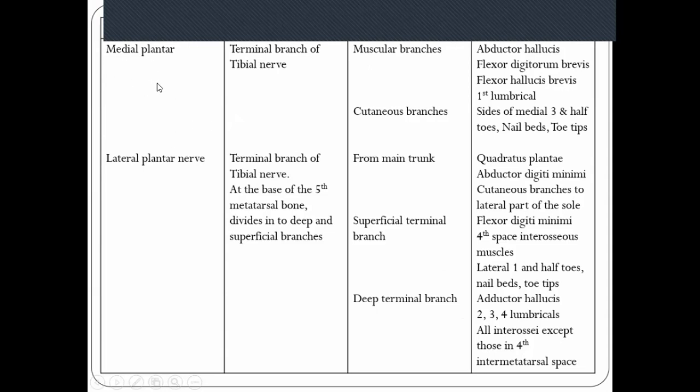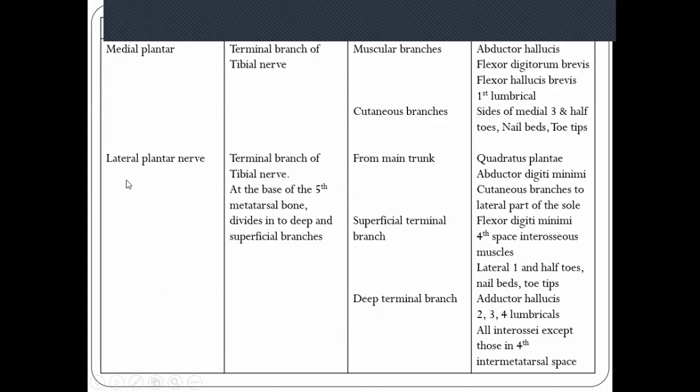And this medial plantar nerve arises beneath the flexor retinaculum of the foot. It usually runs forward to the abductor hallucis with the medial plantar artery. So there you have your medial plantar artery, medial plantar vein, which is the deep vein, and the medial plantar nerve. So this medial plantar nerve lies between the abductor hallucis and flexor digitorum brevis.